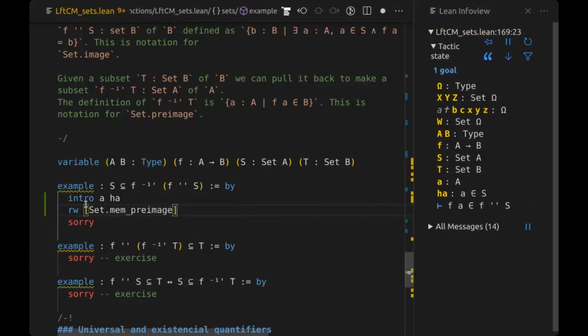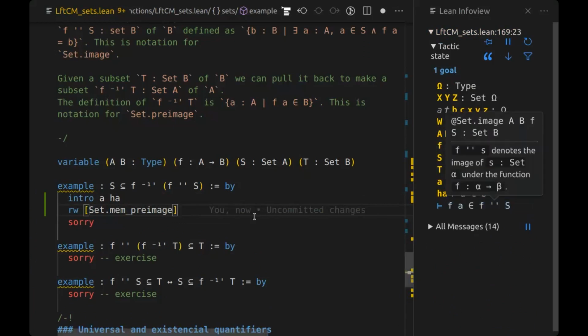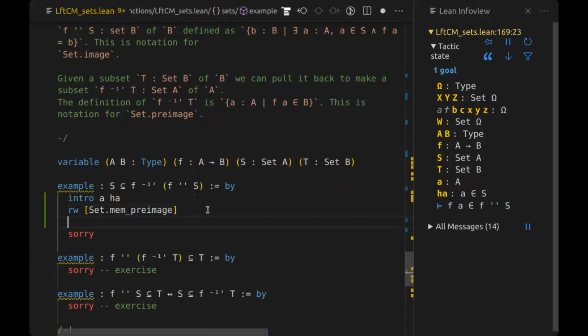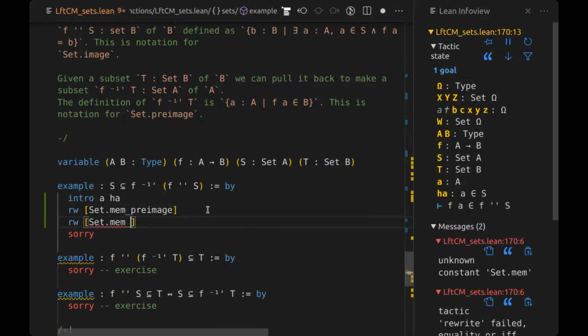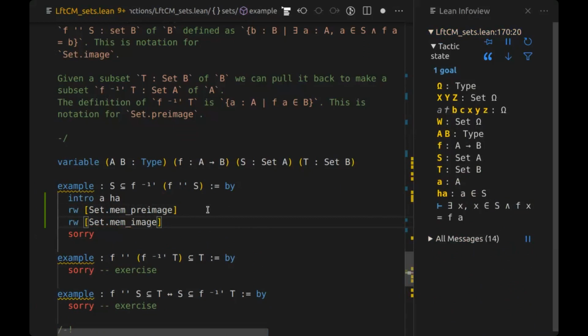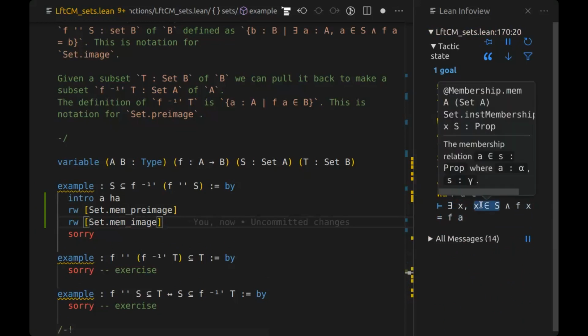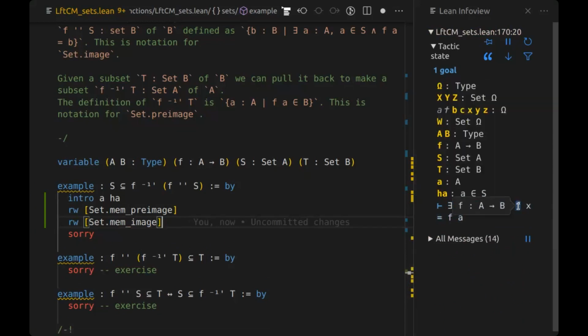Okay, so now when I do this rewrite, this tells me that A belonging to the preimage is the same as f of A belonging to the image. And now I can play the same game. I can ask Lean, what does it mean for something to be in the image? So I can do rewrite set mem image. And this tells me that there has to be some element in the type A such that this element belongs to S and f of x is equal to f of A. So what is this element?